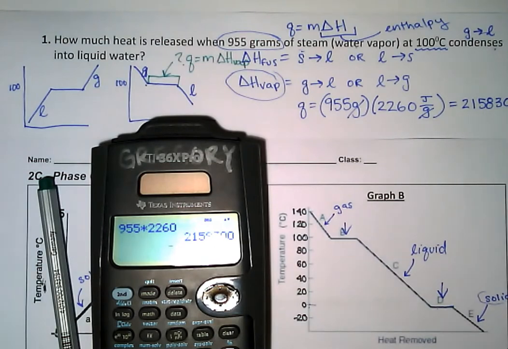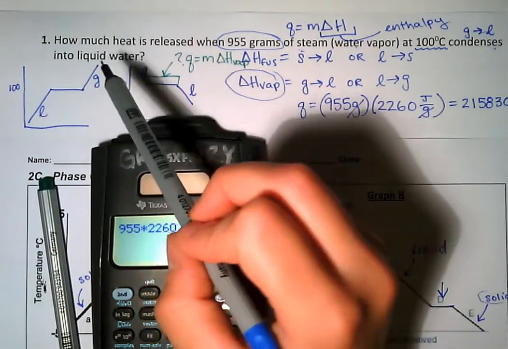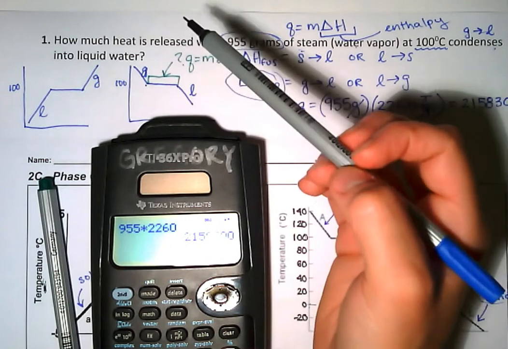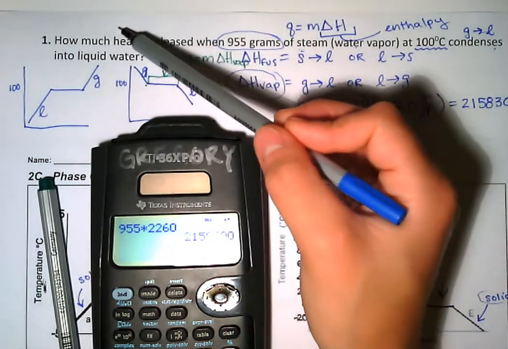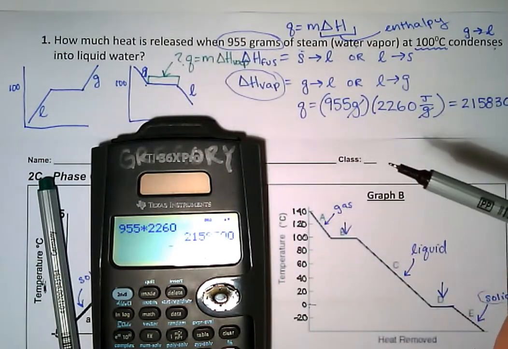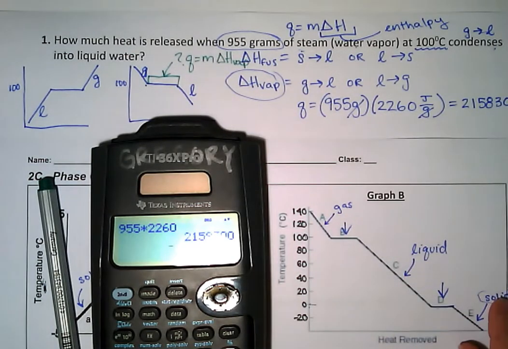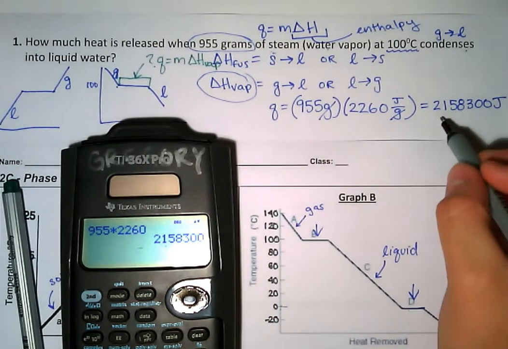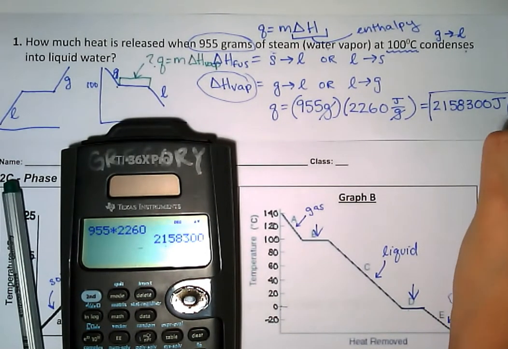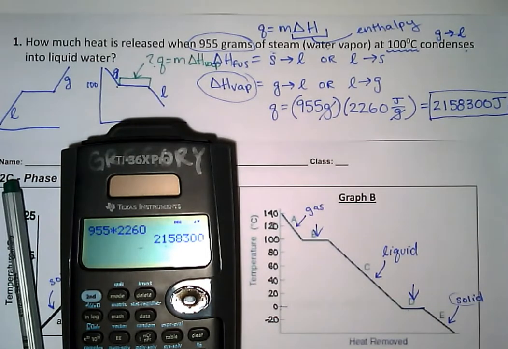So if the problem asks you to put it in joules or in kilojoules, please make sure you pay attention to the units the problem is asking for. But this problem only asks us how much heat, and so heat energy can be reported in joules or kilojoules or calories, or there are many different units that we use to report this. So this is a perfectly acceptable way of writing your answer right here.